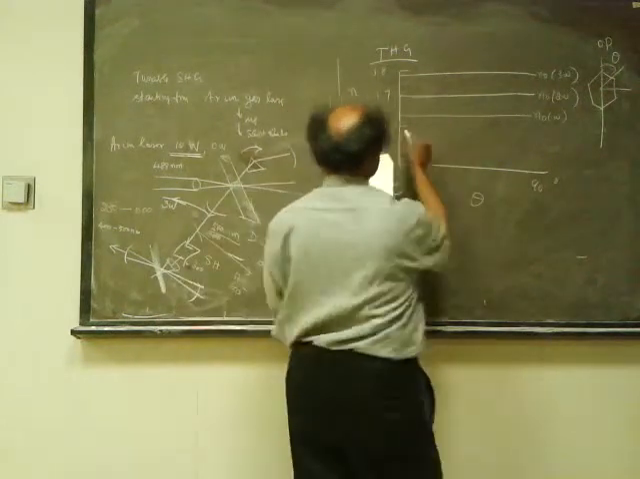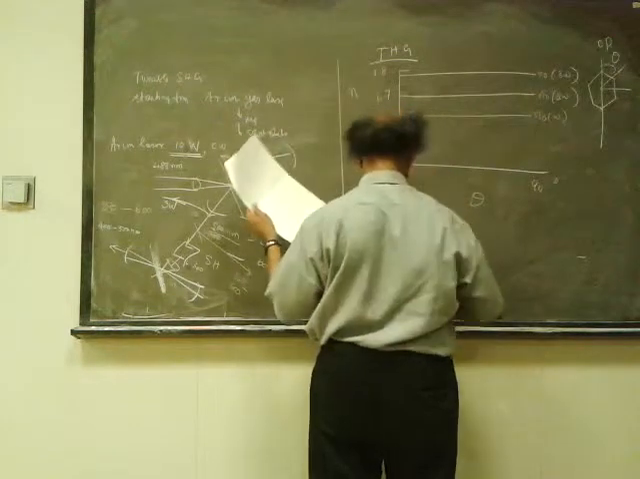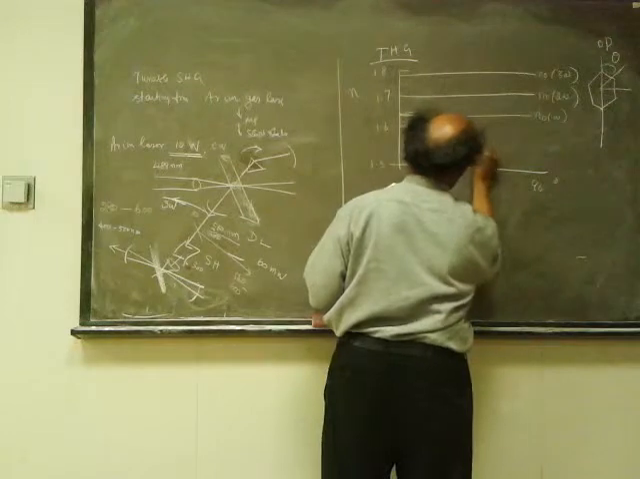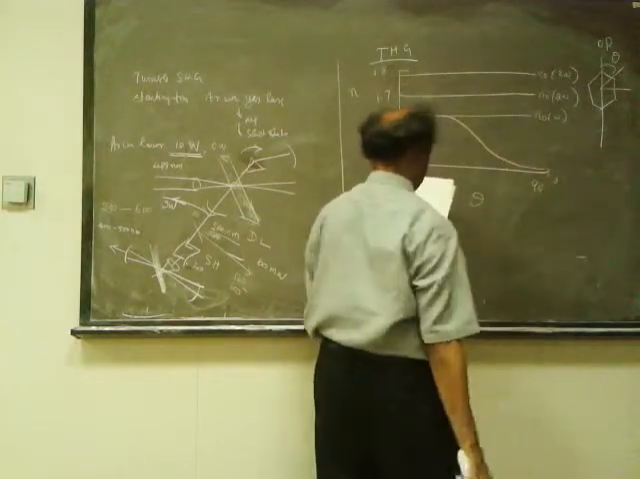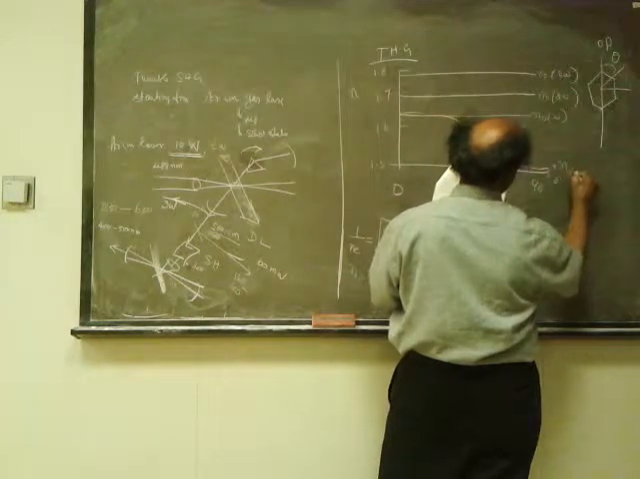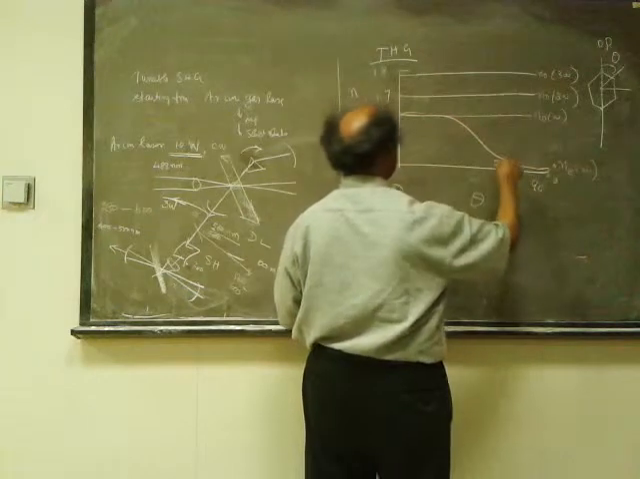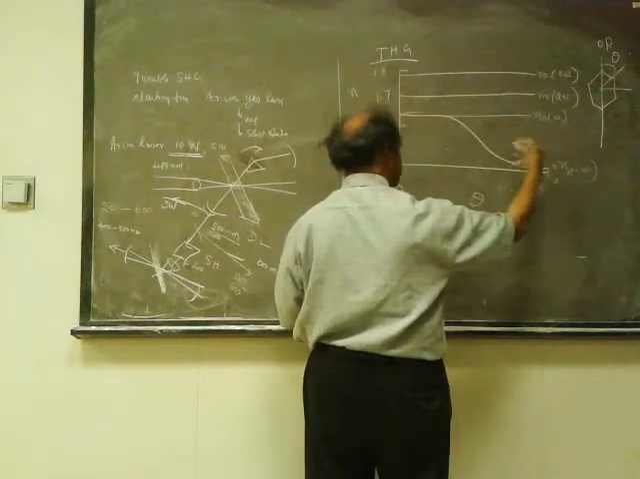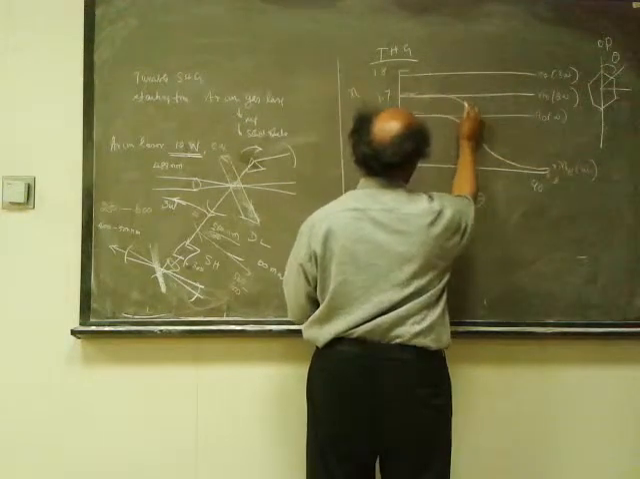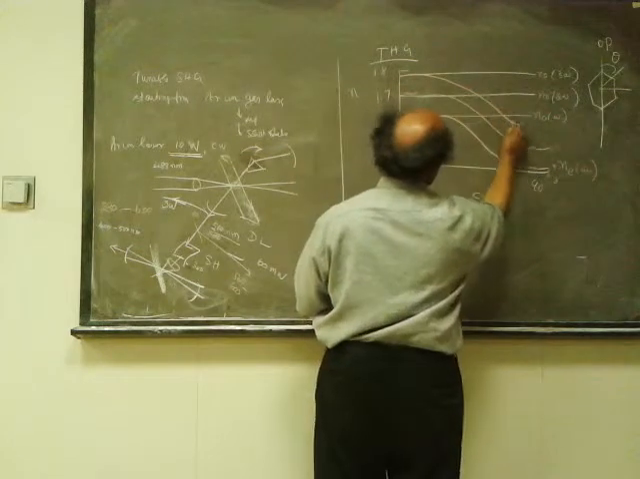So what happens is, for the E ray, this will be N_E omega. For E also, for a higher frequency, the refractive index increases. So it should be just parallel like this one.